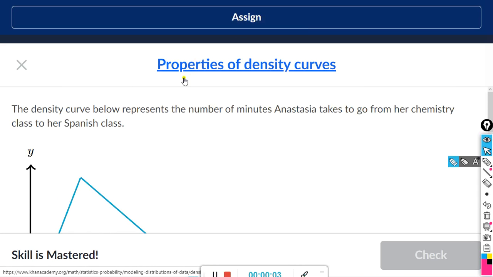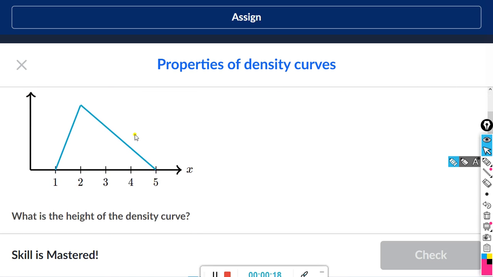This will be for the con assignment, properties of density curves. Okay, it says the density curve below represents the number of minutes Anastasia takes to go from her chemistry class to her Spanish class. And they want to know, what is the height of the density curve?